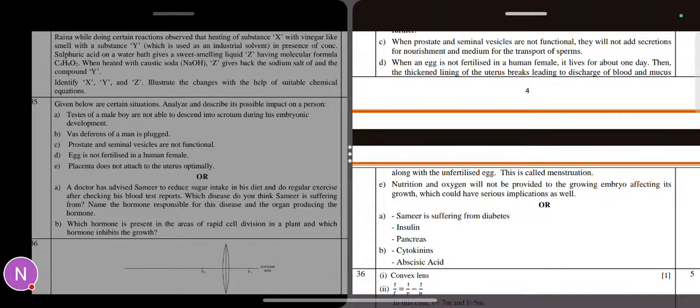B. Which hormone is present in the areas of rapid cell division in a plant and which hormone inhibits the growth? So cytokinin is present and abscisic acid inhibits growth.